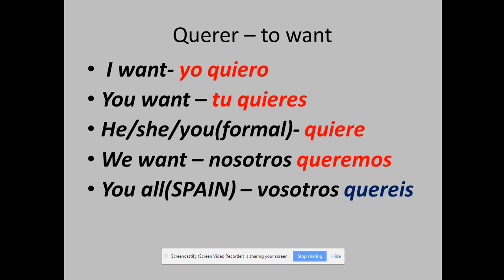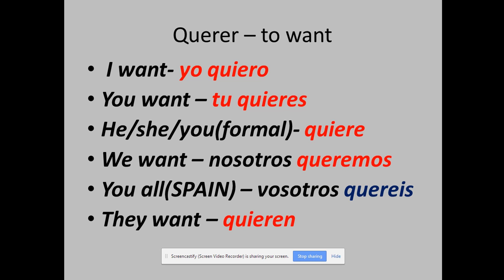If you guessed quieren, you were correct. You took your ER off and you added an EN. And with the they form, once again, you're going to throw that I in there. Now, if you were planning on using the vosotros form, the one that's used in Spain, go ahead and put queráis. Most of you don't do that, but if you are interested in putting the one from Spain, go ahead and do that now.